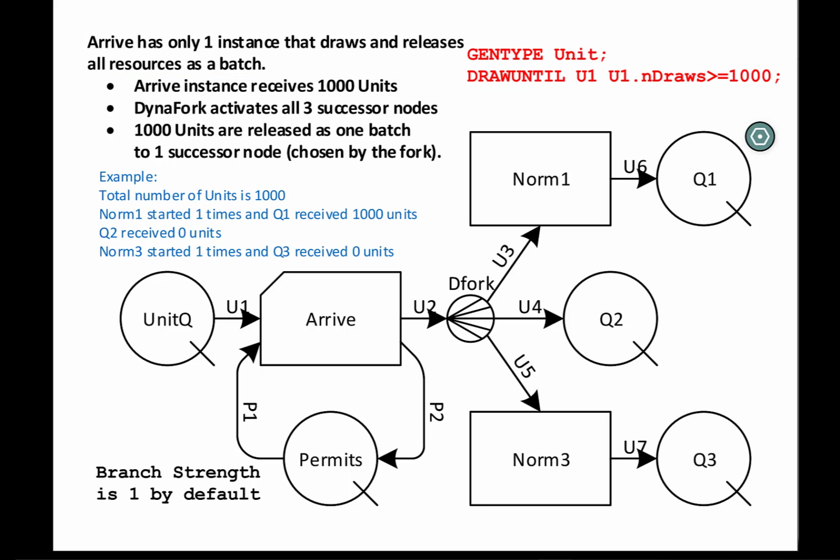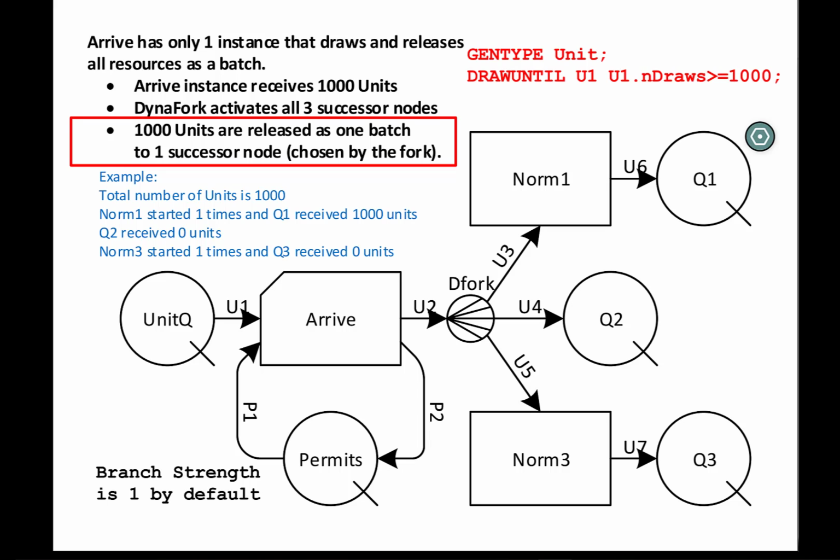When an instance of activity arrive terminates, it will send a message to the dynamic fork to get ready. The dynamic fork will then send a message to every outgoing link to the successor node to get ready. When norm1 receives this message, it will create an instance, and so will norm3. It will also create an instance. After this, the dynamic fork will send a message back to the terminating instance of activity arrive to release resources. Because the resources are generic, they will be released as one lump.